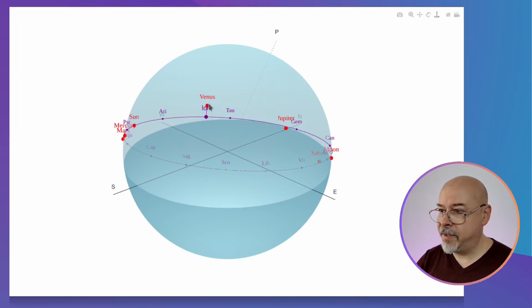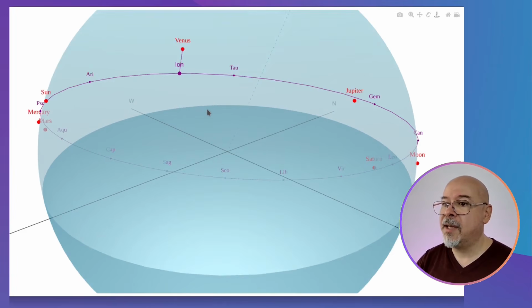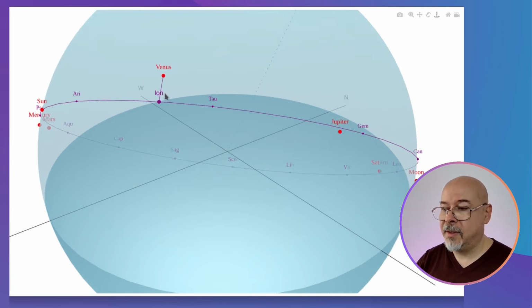The degree of this deviation up or down is called celestial latitude. Its position on the zodiacal circle, expressed in degrees starting from 0 Aries, is called celestial longitude. The celestial latitude and longitude of a planet uniquely determine its position on the celestial sphere.